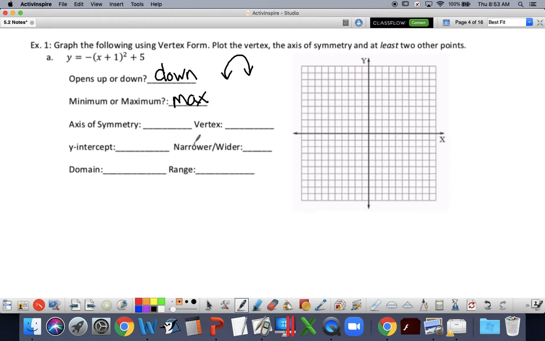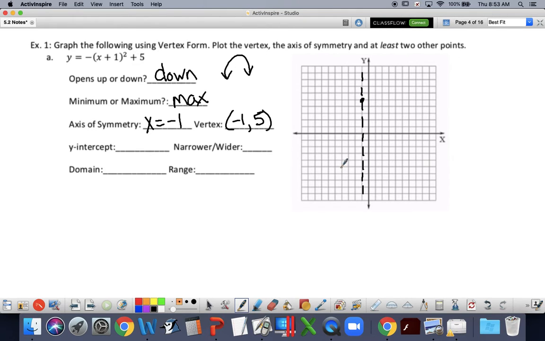My axis of symmetry, thankfully I don't have to do a lot of work here. I just take the opposite value of what's in the parentheses. So my axis of symmetry is x equals -1, and my vertex therefore falls on (-1, 5). The nice thing about this form, it's called vertex form because the vertex will stand out to you. So let's go ahead and graph our axis of symmetry here. And then on that axis of symmetry, I'm going to graph my vertex, (-1, 5): 1, 2, 3, 4.